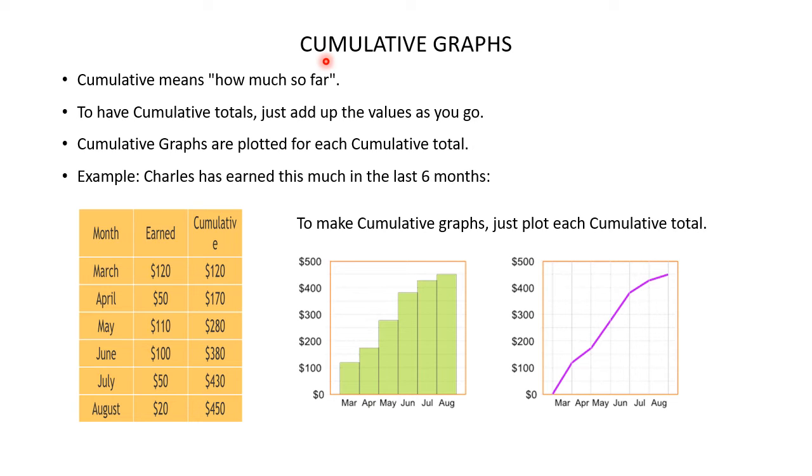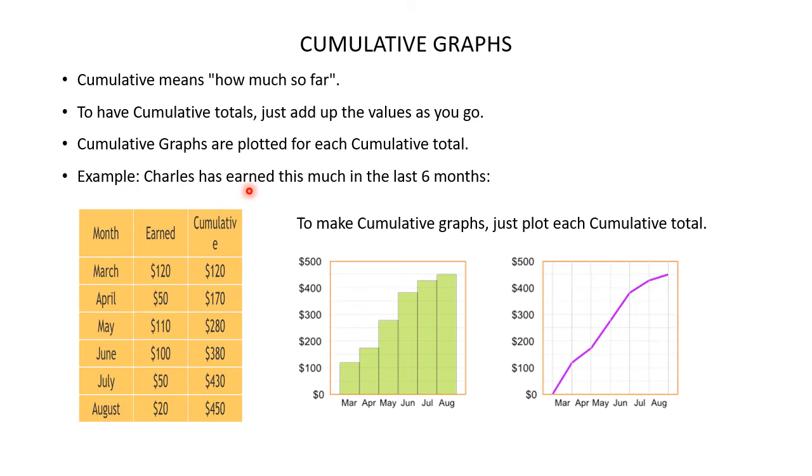Now let's learn about cumulative graphs. Cumulative means how much so far. To have cumulative totals, just add up the values as you go. Cumulative graphs are plotted for each cumulative total. Let's look at this example.